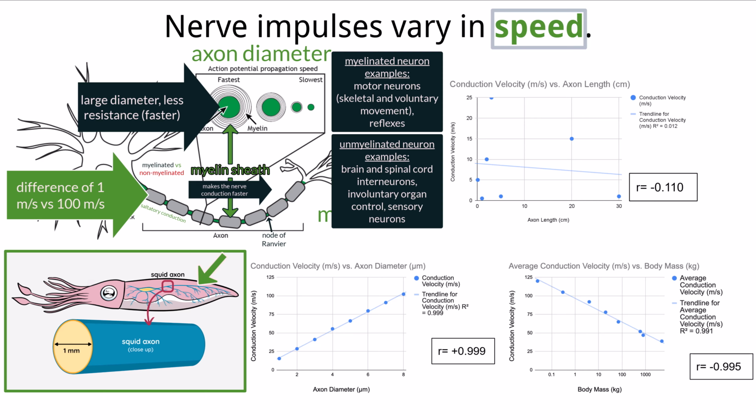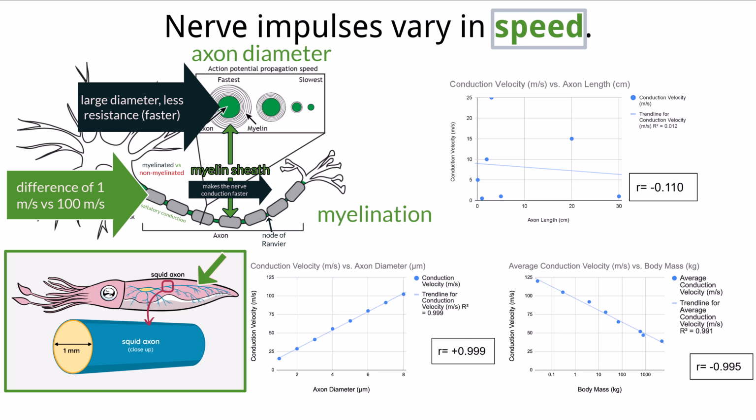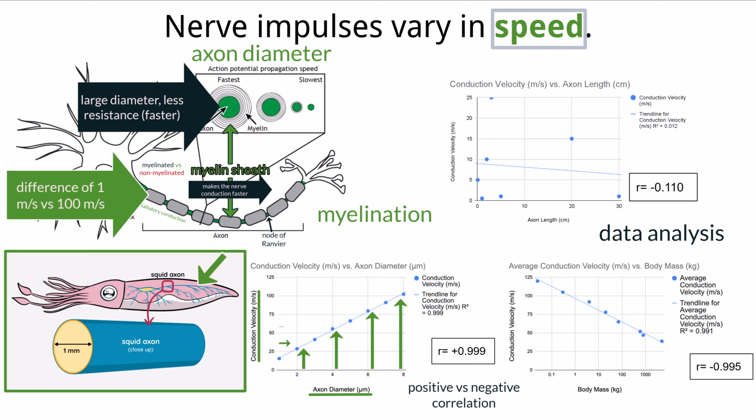Now that we understand how myelination and axon diameter affect impulse speed, let's talk about how we can use data analysis to describe and evaluate these relationships. When we examine relationships between two variables, like axon diameter and conduction velocity, we often describe them using the terms positive and negative correlation. A positive correlation means that as one variable increases, so does the other. In our case, as axon diameter increases, conduction velocity also increases. This is a positive correlation.